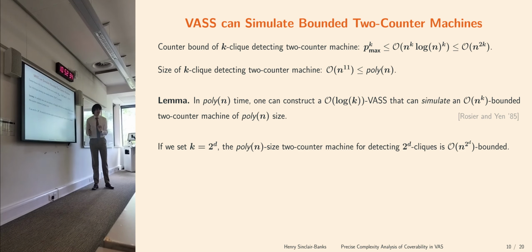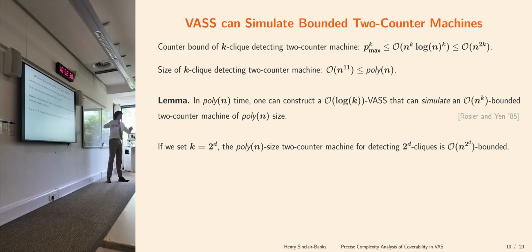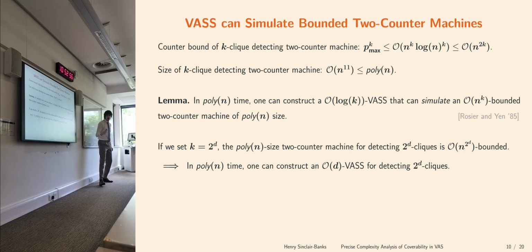And so if we set k equals 2 to the d, we got a polynomial size 2-counter machine for detecting 2 to the d cliques. And that thing, I said, was n to the 2k bounded. And so if I have k as 2 to the d, this is n to the 2 times 2 to the d, say n to the 2 to the d plus 1, bounded 2-counter machine. And I can shove it into Rosier and Yen's lemma, and I obtain in polynomial time something like a constant times d many counter VASS that can detect 2 to the d cliques.